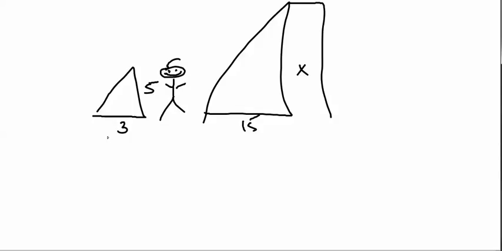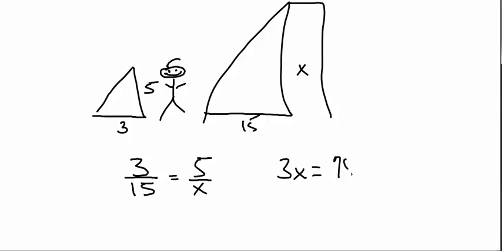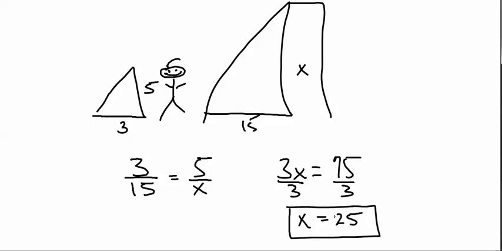So look, can you say shadow over shadow equals height over height? That makes sense. It's just two similar triangles. Crisscross multiply. 3x equals 15 times 5, which is 75. Divide by 3 and x equals 25. So the building is 25 feet tall.